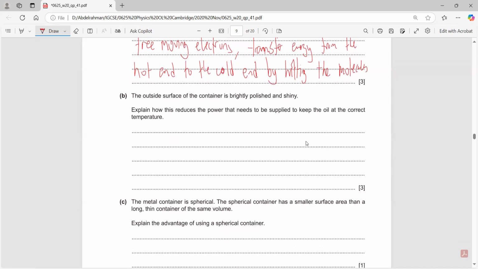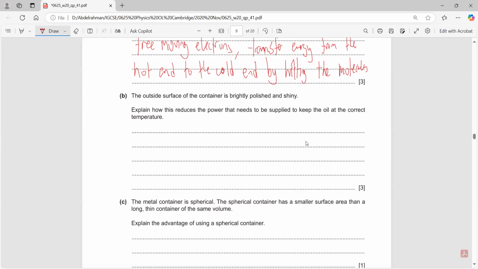The outside surface of the container is brightly polished and shiny. Explain how this reduces the power that needs to be supplied to keep the oil at the correct temperature. How does this reduce the power needed? White and shiny surfaces, are they good or bad? They're poor emitters. They're the worst emitters. Why did I say emitters? Why didn't I say absorbers? Because I want to keep the heat inside this container.